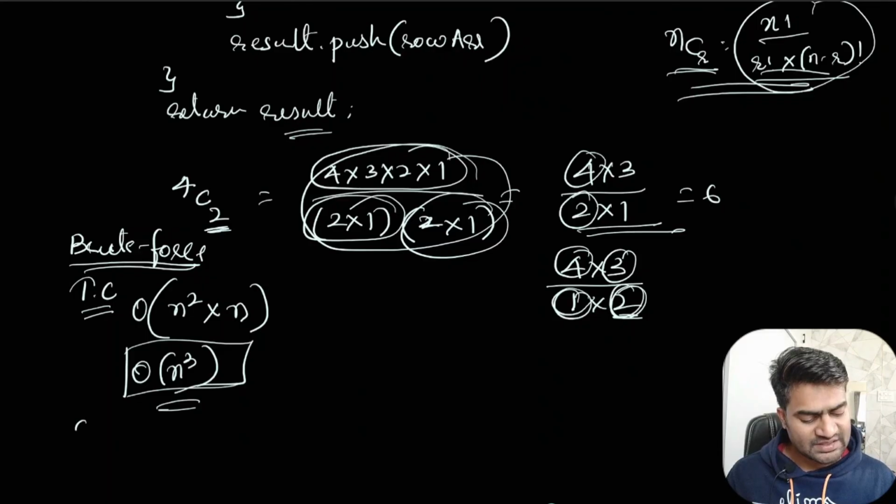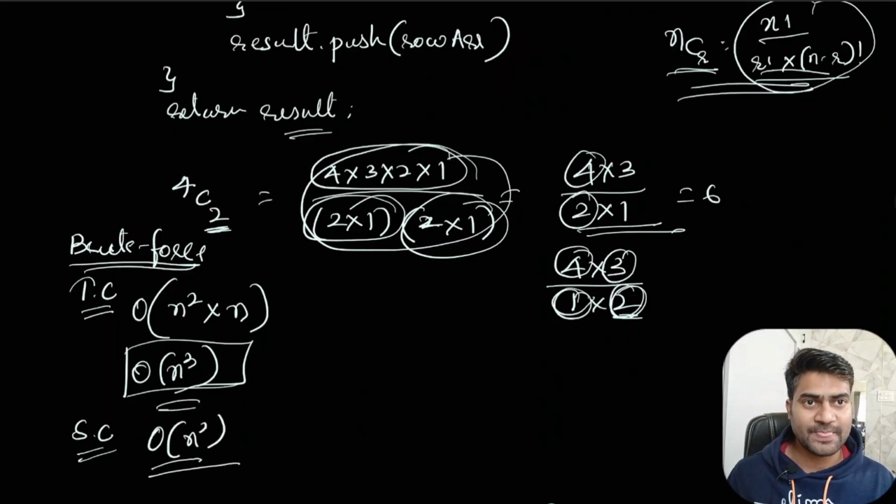And what is the space complexity? If you see the space complexity, we don't use anything extra apart from the array which we store, right? So with that, what we can say, it is only of order n square for that particular array, Pascal array.